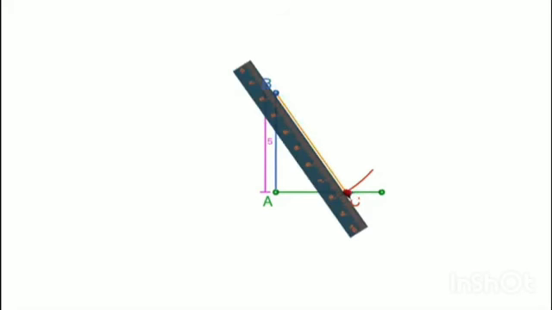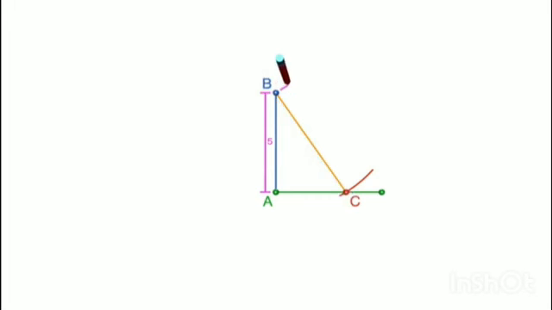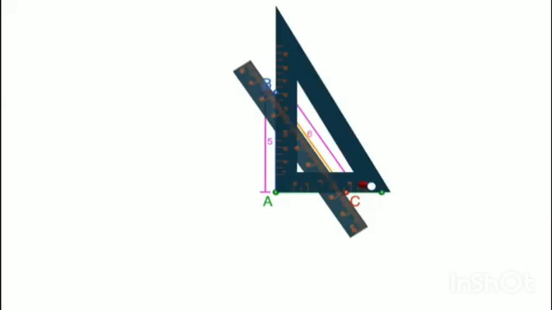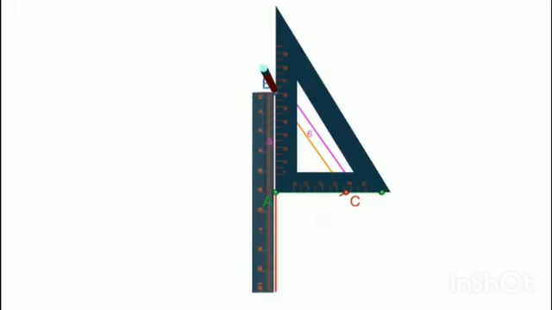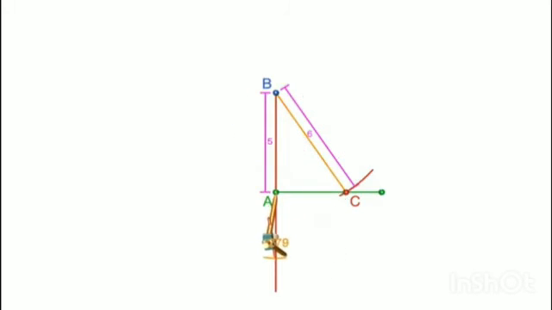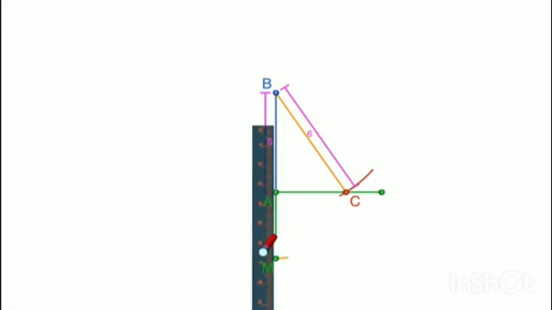BC is 6 centimeters and AB is 5 centimeters. AC square equal to BC square minus AB square, that is 6 square minus 5 square. Therefore AC square is 11 and AC is root 11. Now it is enough to draw a square with AC as one of its sides. For that, draw a perpendicular to the line AC through A. Take AC in the compass and draw an arc. Mark the point of intersection of this arc with the perpendicular line. Let it be M. Join AM.